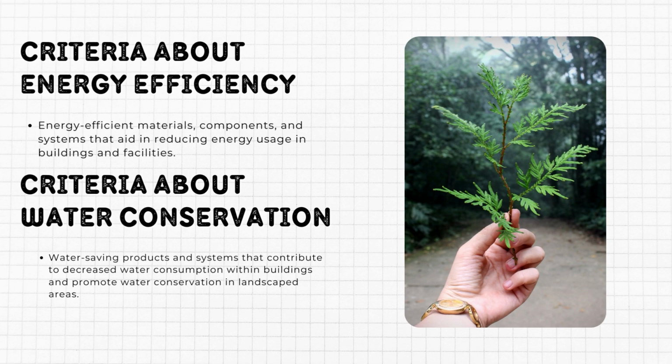Besides those criteria, when using green material, it actually follows two more criteria. The first criterion is energy efficiency. Energy efficient materials, components and systems that aid in reducing energy usage in buildings and facilities. The next criterion is water conservation. Water saving products and systems that contribute to decreased water consumption within buildings and promote water conservation in landscape areas.